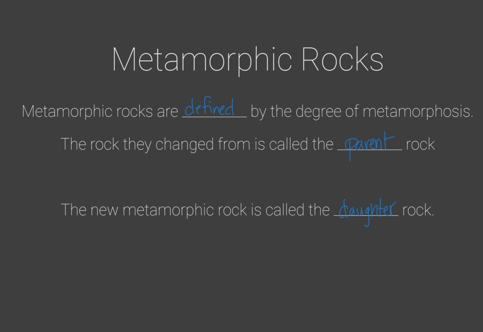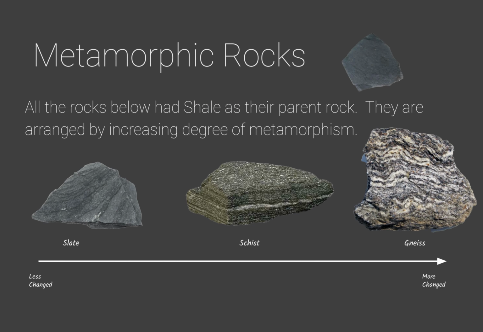On the next slide, we're going to look at a sequence of metamorphic rocks. So this slide shows us how rocks can change based on their degree of metamorphosis. And we start with a parent rock. The parent rock is shale, and I'm highlighting it up here in the top right corner. And we're going to look at how the daughter rocks change as they experience greater degrees of metamorphosis or greater amounts of change. So the least changed metamorphic rock is called slate. So shale can metamorphose into slate.